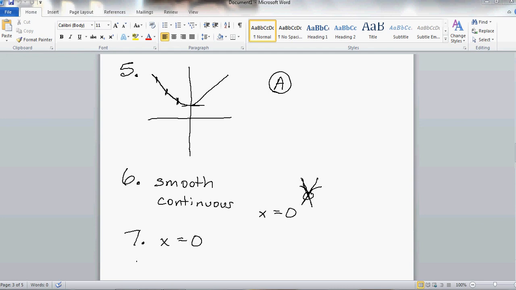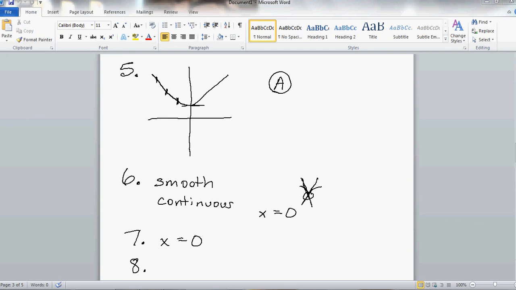Okay, number 8. Number 8 shows a graph, and at x equals negative 1, so we're only interested in that little spot right there. Does it appear to be differentiable? Is it continuous but not differentiable? Or is it neither continuous nor differentiable?